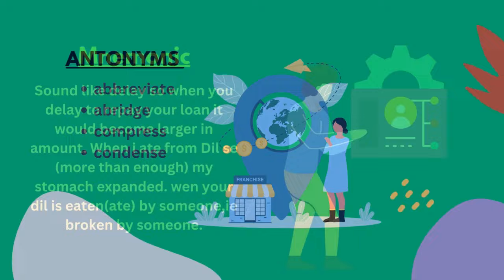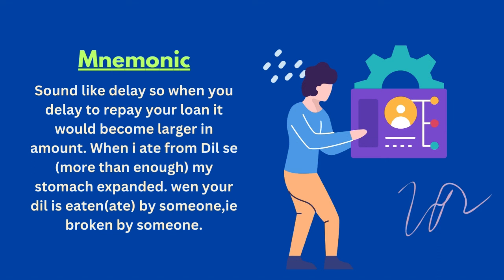Sounds like delay, so when you delay to repay your loan, it would become larger in amount. When I ate from dill, more than enough, my stomach expanded. When your dill is eaten, ate, by someone, i.e. broken by someone.